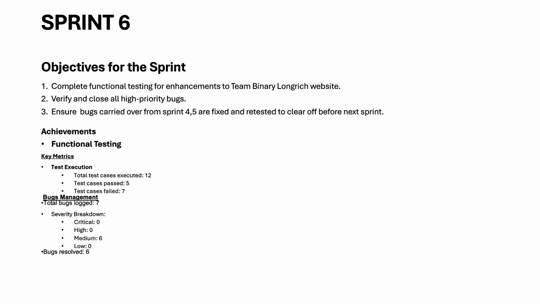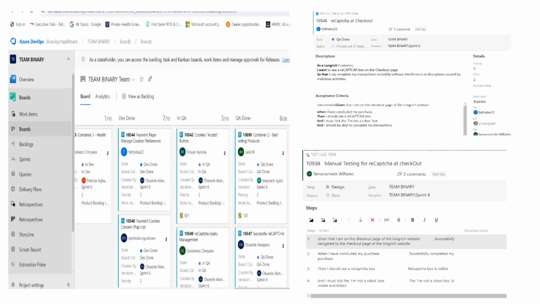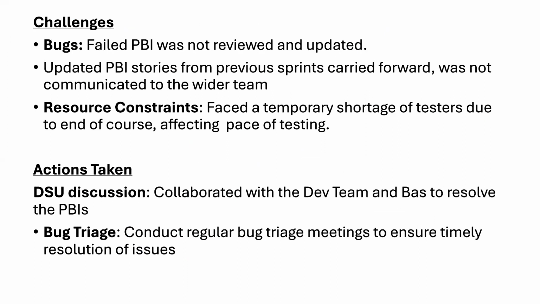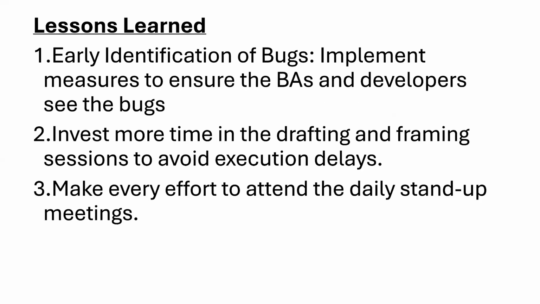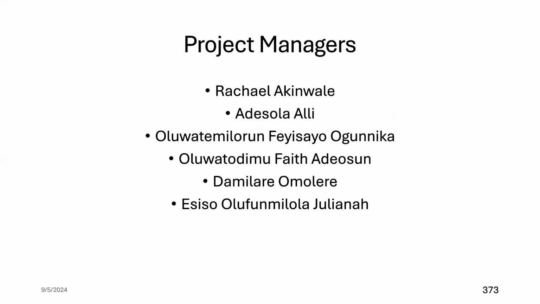Sprint 6 as well, there was bug management and test cycles. This is a screenshot of some of the PBIs and the board. Some of the challenges, again, that they faced were bugs with PBIs and resource constraints. Some of the lessons learned were to invest more time in drafting and framing sessions to avoid execution delays. Thank you. So now finally to the project managers.